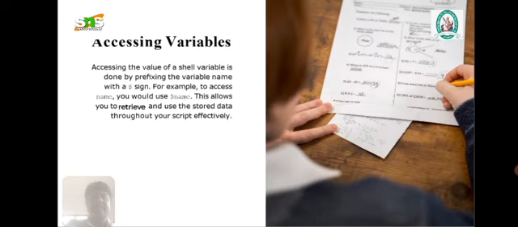Next is accessing variables. Accessing a shell variable is done by prefixing the variable with the dollar sign symbol. For example, using the dollar symbol with name allows you to retrieve and use the data stored throughout your script very effectively.